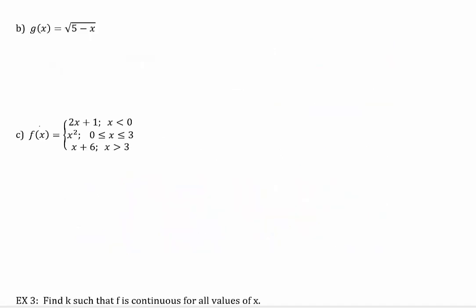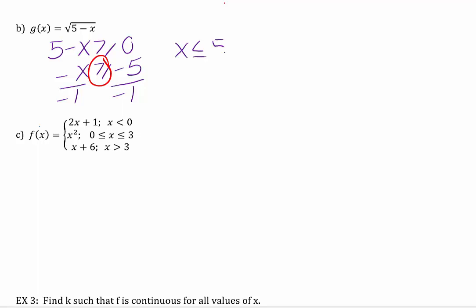Where is the following function continuous? g of x equals the square root of 5 minus x. Radical functions are continuous on their domains. So if I want to find the domain of this, I take the thing inside the radical, and it has to be bigger than or equal to 0. I can solve by subtracting 5, and then I'm going to divide by negative 1. But if we divide an inequality by a negative number, we have to flip the direction of the inequality. And so the domain of this function is actually x less than or equal to 5.